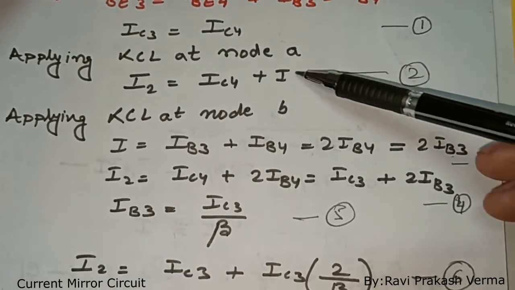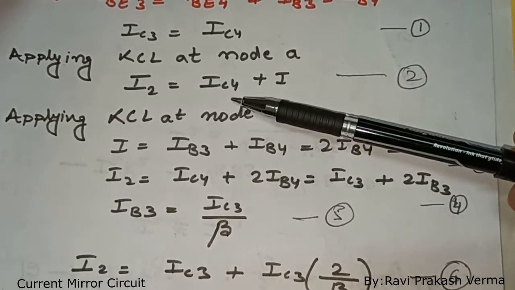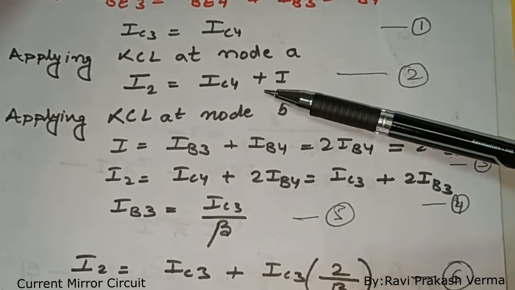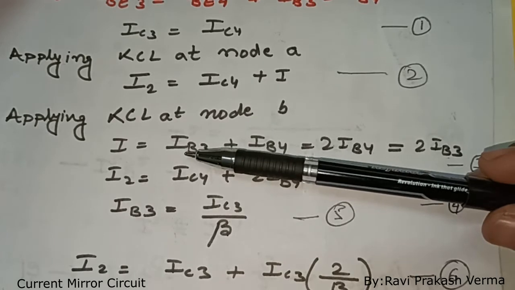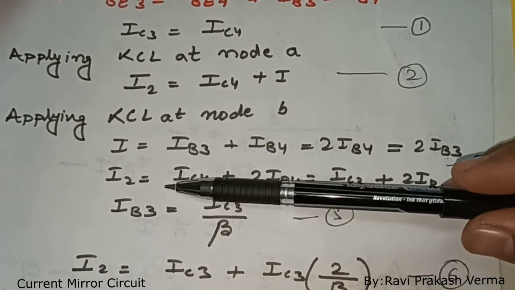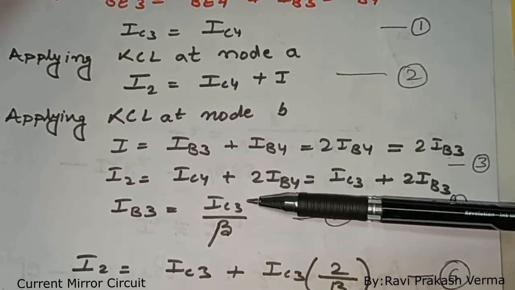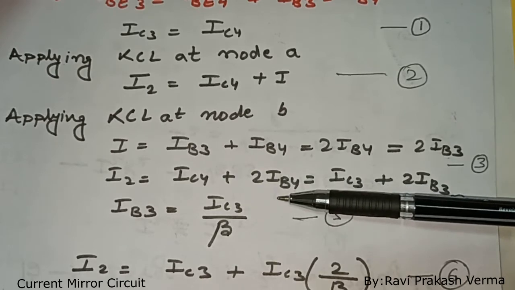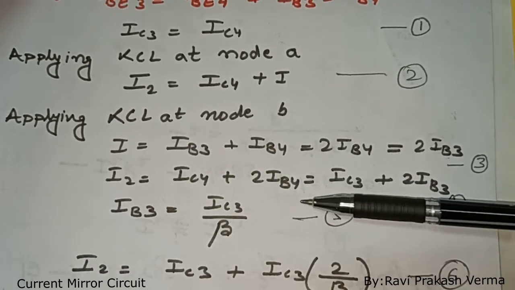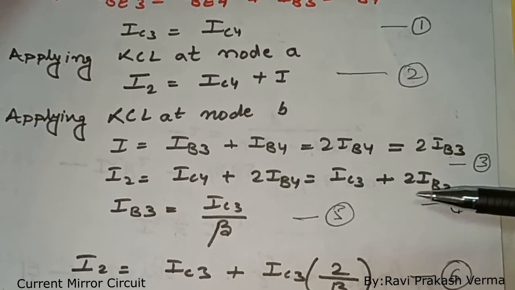From equation number 2, I2 is equal to IC4 plus I. In this equation, we will put the value of I. In this equation, we have I2 is equal to IC4 plus 2 times IB4, or we can also put 2 times IB3. It has been written in this.